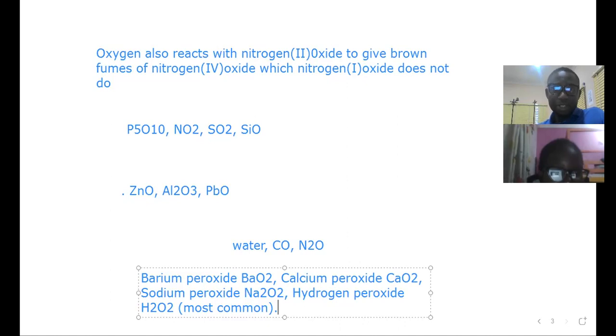Okay, now it is used in oxyacetylene flame for welding and cutting of steel. It is used in respiration by plants and animals. It is used as breathing aids in hospitals. And liquefied oxygen is used in explosives and as rocket fuel. All right.